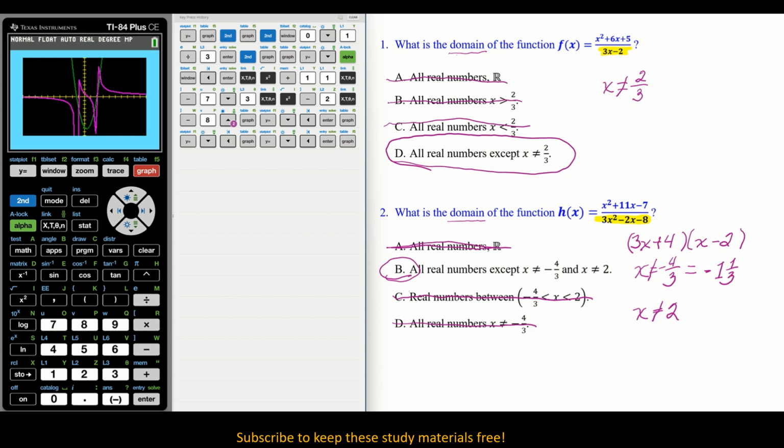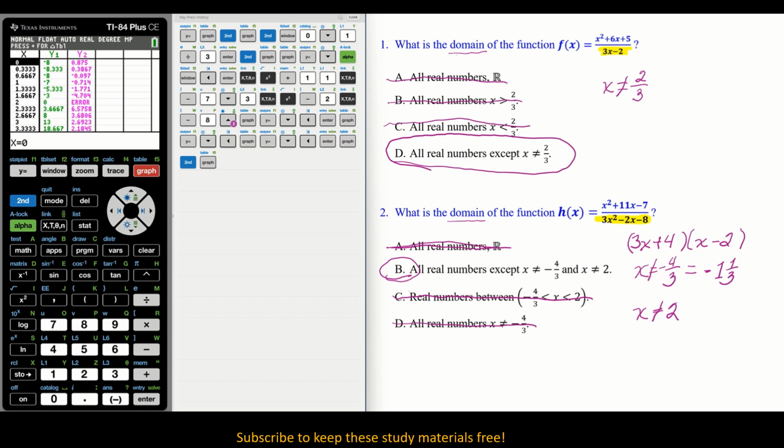Notice the TI-84 does not graph well when it comes to asymptotes, okay? That is where our graph really doesn't exist. So if we go and turn on our tables, you can see where it says error in pink. That is where our coordinates of 2 and 0 are along the x-axis.